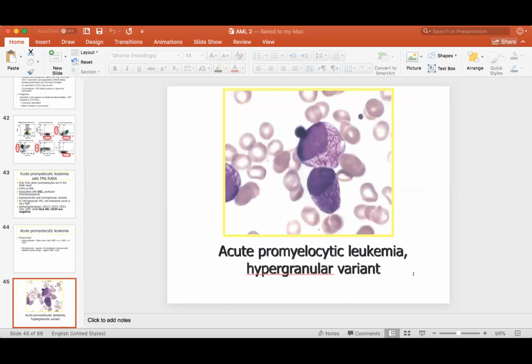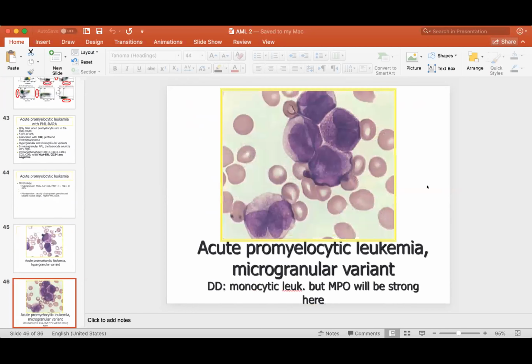So this is the hypergranular variant. As you can see, there are many, many granules in the cytoplasm and a lot of Auer rods. And this is the microgranular variant. Here are the cells. These are all blasts, but the cells are kind of bilobed and, again, butterfly in shape. They have some granules, but not that much in the cytoplasm.